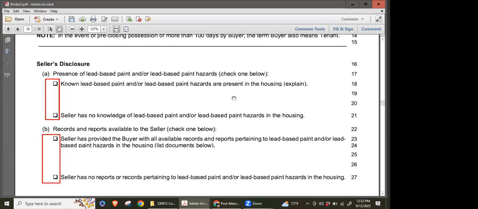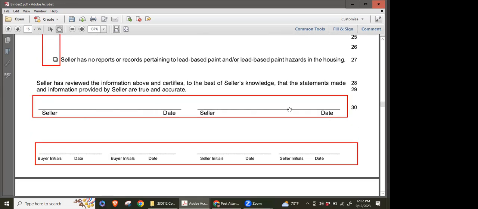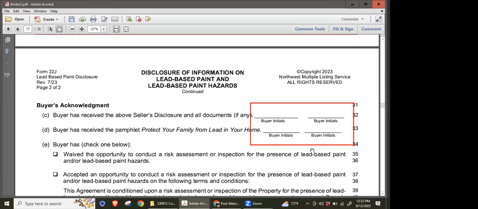If I'm reviewing it for compliance, then one of these has to be checked. The seller has to sign it, and the buyer initials here and the seller initials here. And these dates can be different. Like when they fill this out, they can sign it then. And then as the contract comes through, they can sign it here, initial it, or they can do it all at one time. It really doesn't matter.